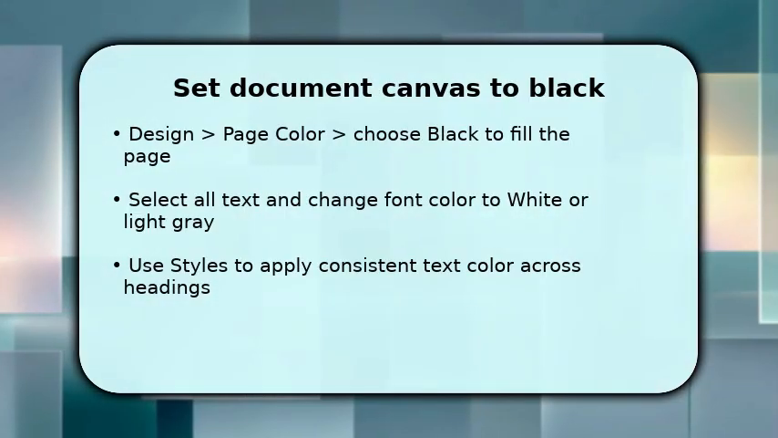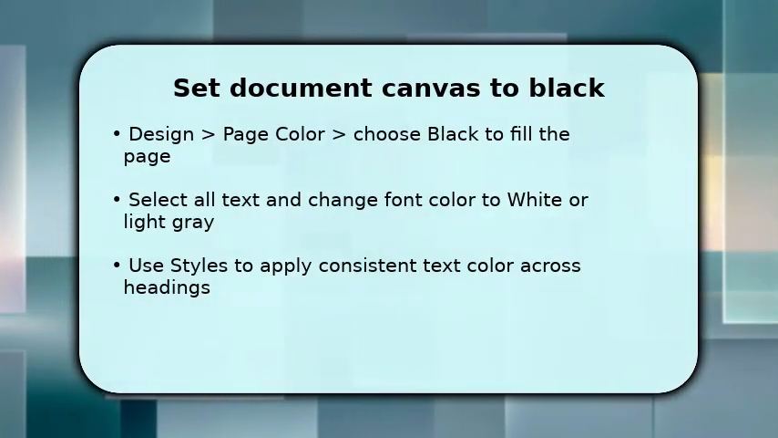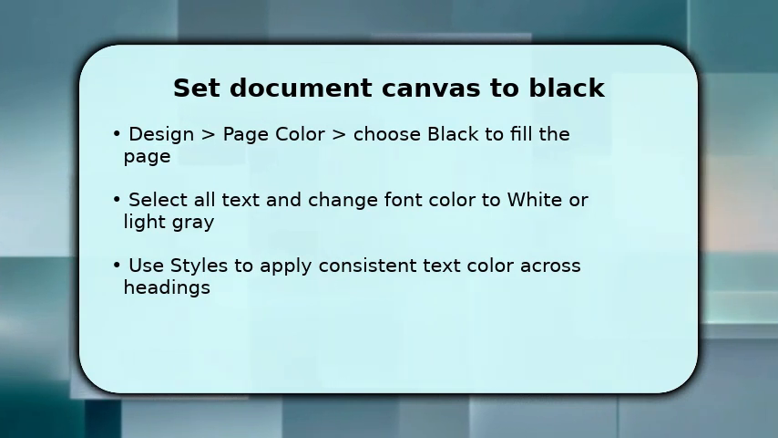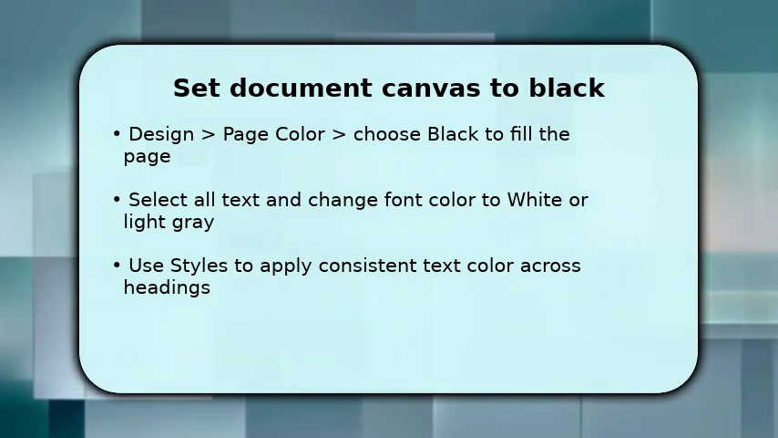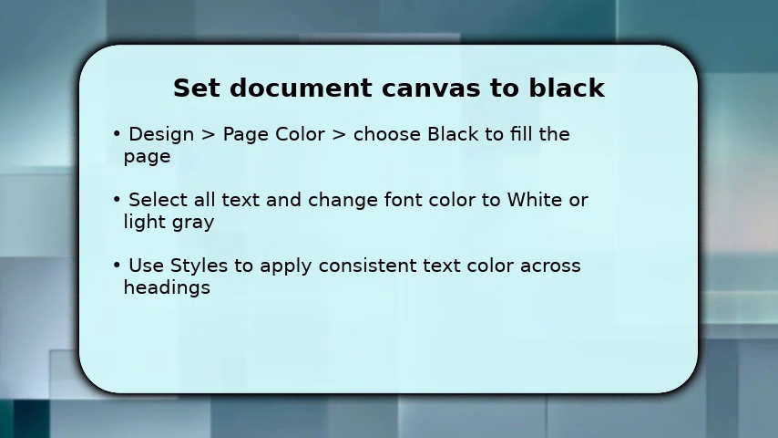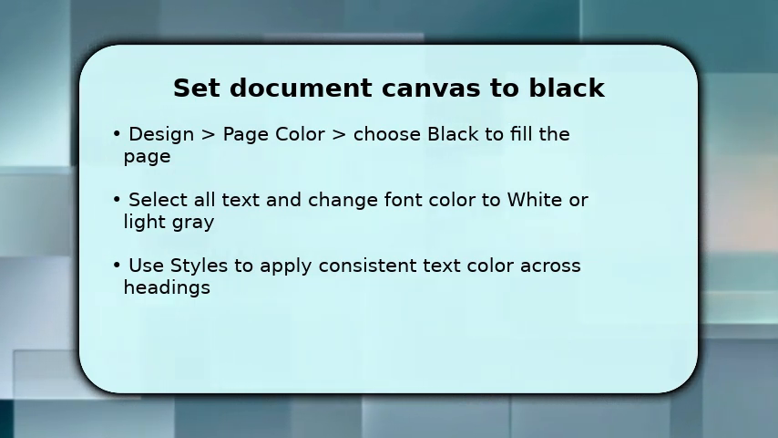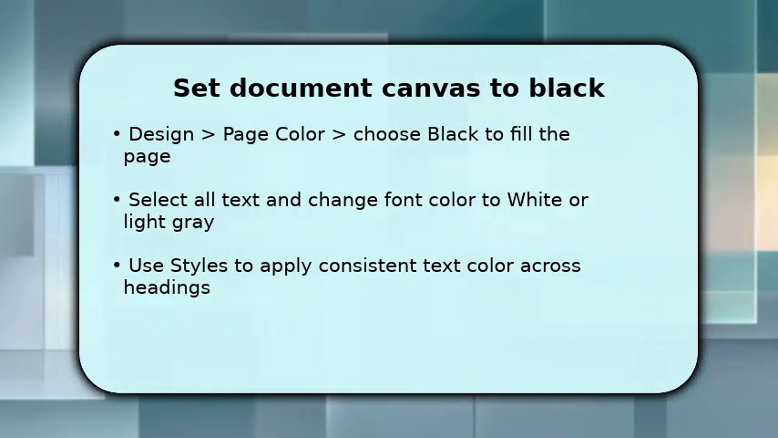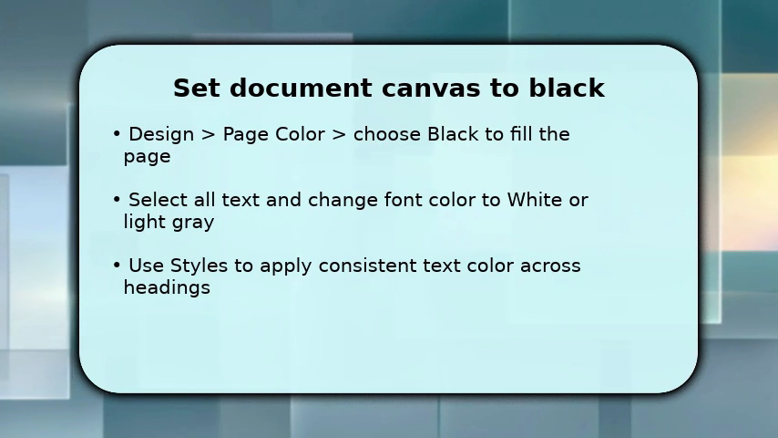Now you make the document canvas truly black so the reading surface matches the UI. You go to Design, Page Color, and choose Black. This fills the page but will hide black text, so immediately select all text and change the font color to white or a light gray for legibility.